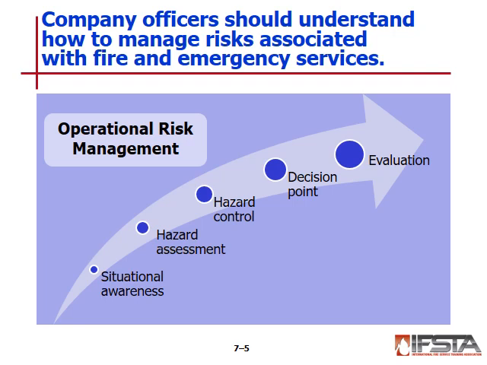The operational risk management process. Company officers must understand how to manage risk through a risk management process. Maximization of health and safety in the fire and emergency services is directly related to policy and procedures designed to reduce risk. Examples of risk management: it is a 5-step process that maintains a continuous loop.